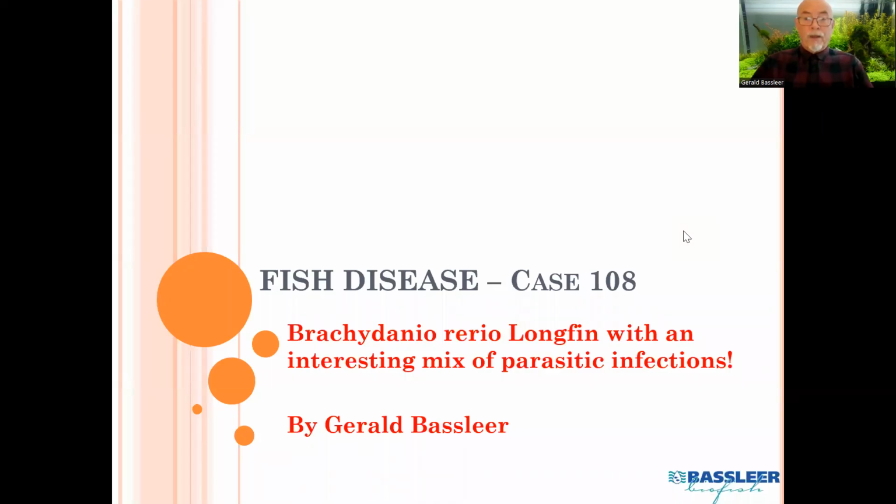Zebra-danios are a common species that many people keep in their aquarium, and we want to share a fish that is suffering from a very interesting mix of infections. It's an interesting mix of parasitic infections. So it's worthwhile to notice that this really teaches us a lesson about what disease problems can exist in our ornamental aquarium fish.